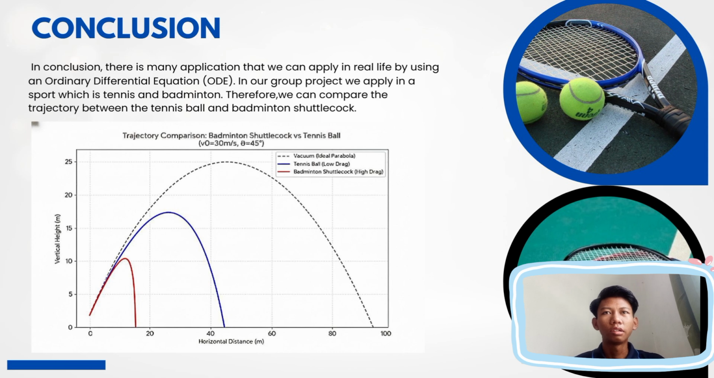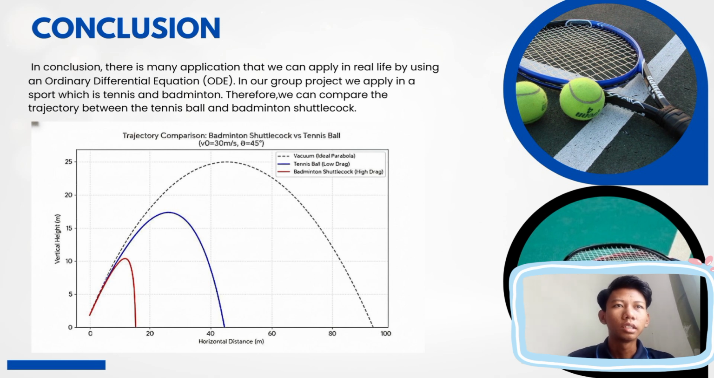So based on our graph, the dashed curve represents motion in a vacuum where no air resistance acts on the object, resulting in a perfect parabolic path and the maximum horizontal range. The tennis ball, which experiences relatively low air resistance, follows a trajectory close to the ideal case but still shows a reduced maximum height and range.